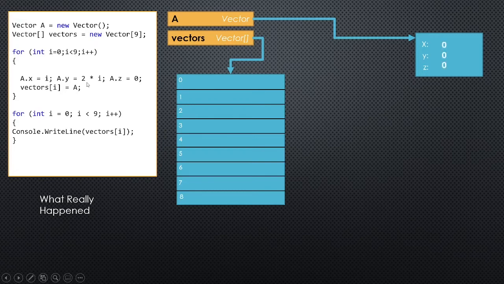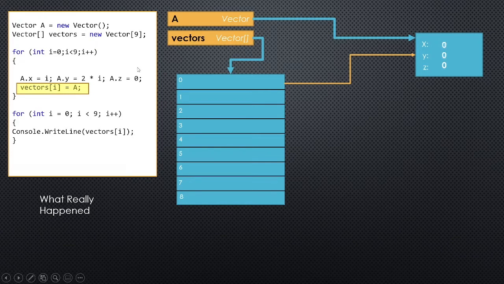Now we're going to go in and set our first A value, a.x equal to i, a.y equal to 2 times i, and a.z equals 0. So that fills in the thing pointed to by A as 0, 0, 0. We then set vectors[i], the 0th element of the array, to equal what A equals. And what this really means is we set vectors[i] to refer to the same thing that A refers to. So what we actually get on this line is a reference stored in 0 over to this object.